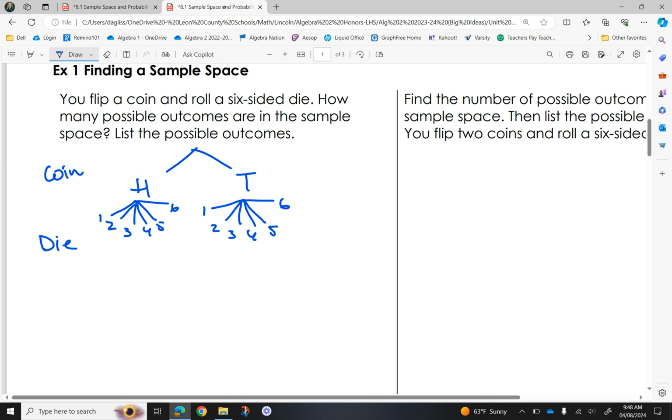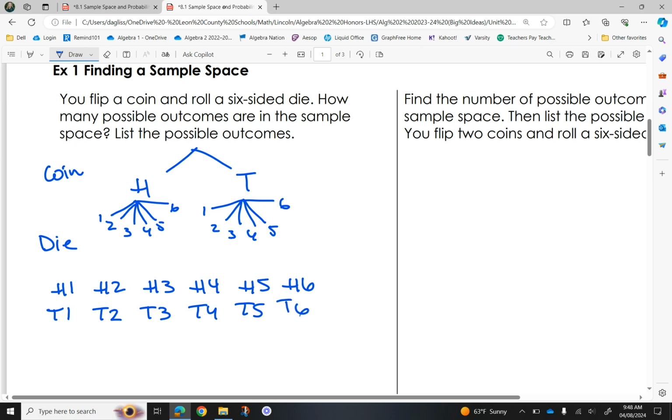Yes. Because we had heads and 1. We can get a heads and a 2. Heads and a 3. Heads and a 4. Heads and a 5, heads and a 6. And then vice versa. We could have gotten a tails and then rolled a 1. Tails and a 2, tails 3, tails 4, tails 5, and then tails 6. So 12 possible outcomes. So that is the sample space.